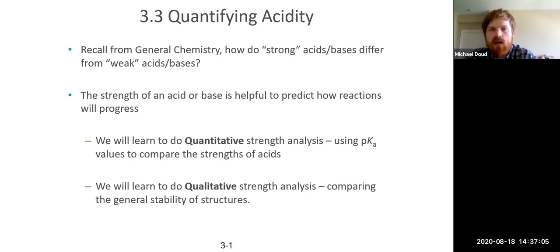But in organic chemistry, we're going to find a lot of times where we don't have exactly the pKa from a book on hand. Instead, we want to be able to tell just by looking at the structure of the molecule by doing qualitative strength analysis. This is going to be the more useful in general way. But real quick, we're going to review quantitative first before we go into depth on how we determine qualitative acid-base strength.